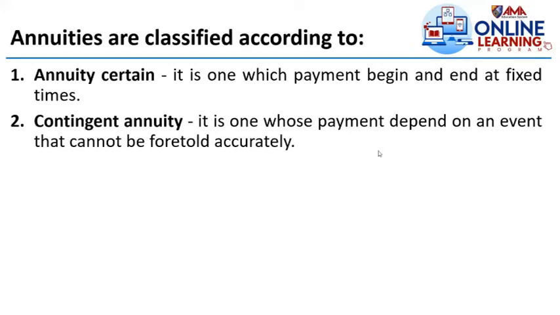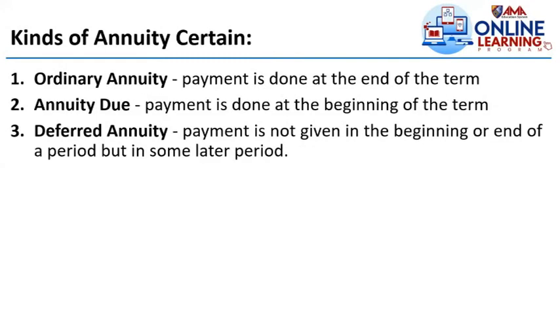Next. Under annuity certain, may tatlong kinds tayo, subtypes: ordinary annuity, annuity due, and deferred annuity. Yung ordinary annuity, payment is done at the end of the term. So, for example, nagbabayad ka every month, at the end of the month ka magbabayad if you are using ordinary annuity. So, at the end of every term. Kung ang term mo is monthly, that's the time na magbabayad ka, and the kind of annuity will be ordinary.